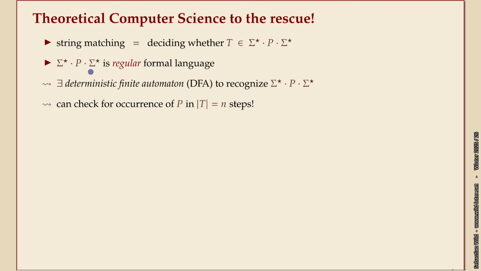And because this right-hand side is a regular expression, there's an automated pipeline of algorithms that gets you from this description of the language to a deterministic finite automaton, a small little machine or program where you can feed the text through and it'll tell you whether the text has this shape. And so with that, you can check for an occurrence of P in exactly n steps. You see one letter in the text exactly once. You can even tweak this automaton to give you all the occurrences, but we'll come to that.